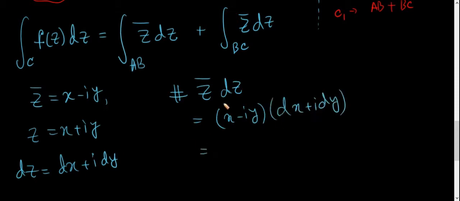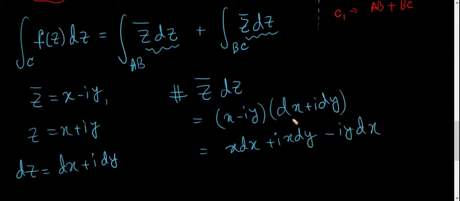Now you just do the algebra to find out these expressions that are appearing over both of these integrals, that is the integral evaluated along path AB and along path BC. So this will be x dx plus i x dy, then there will be minus iy dx, and then there will be minus i squared y dy, and minus i squared is just plus 1, that is i squared is equal to minus 1, and this minus and minus will cancel out and it will give a plus.